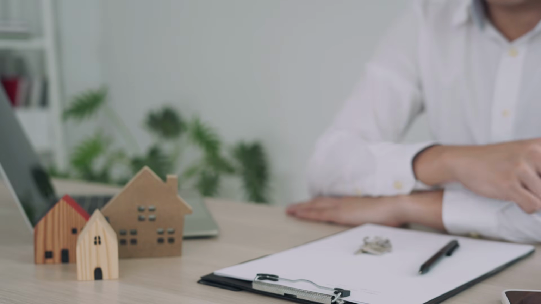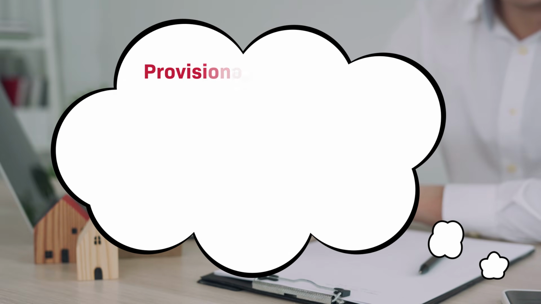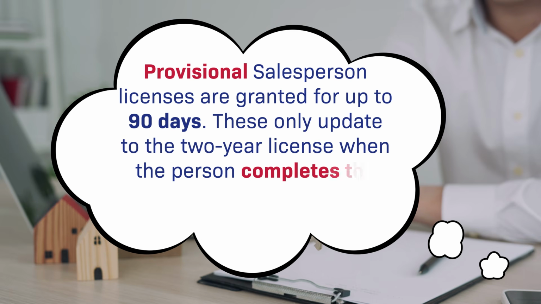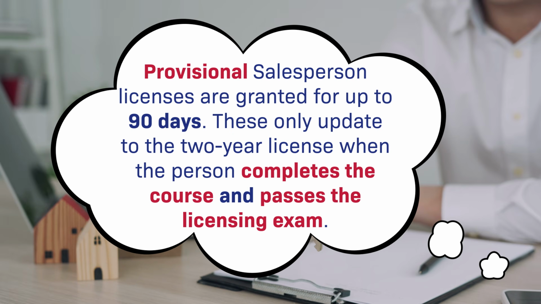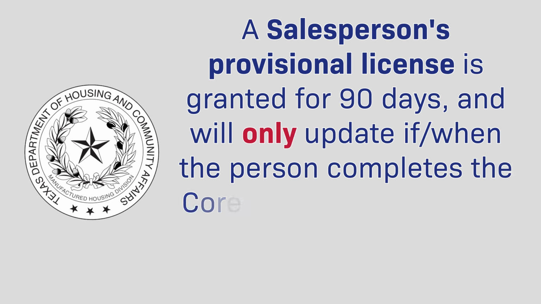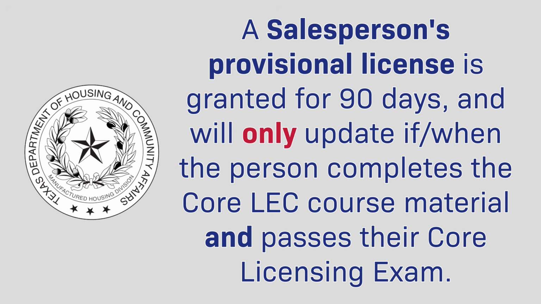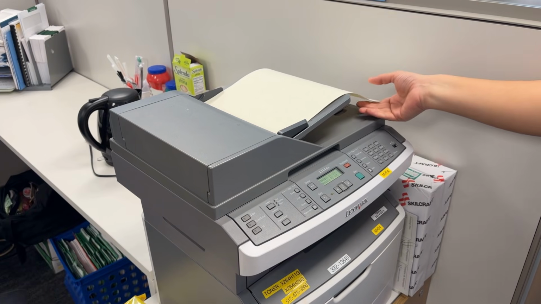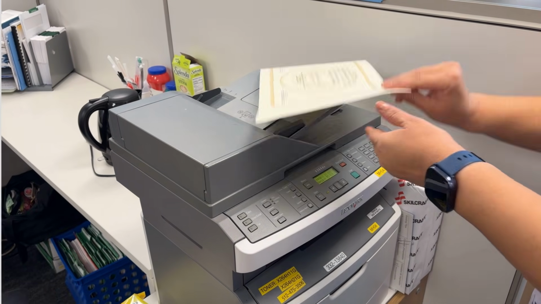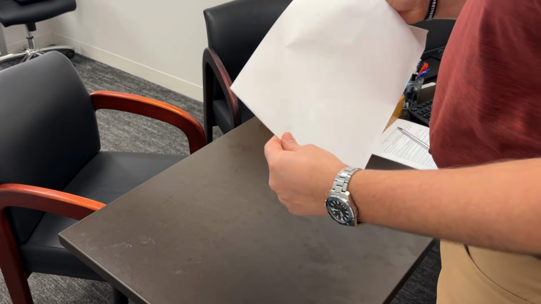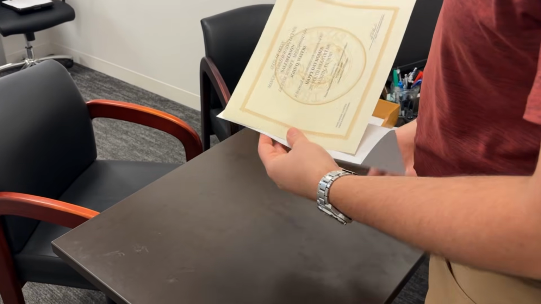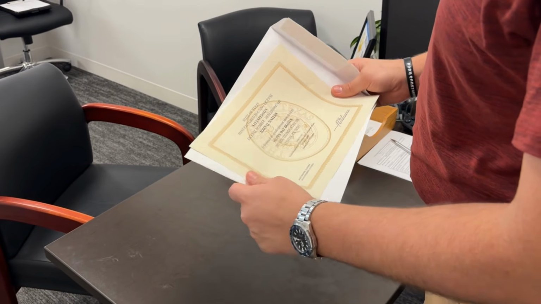According to Texas law, a person may apply for a salesperson's license prior to completing the required education class. This provisional license is granted for no longer than 90 days and will only update to the full 2-year license when the provisional licensee completes the core licensing course and passes the core licensing exam. When the department has processed a passing core licensing exam score, the salesperson's license will be updated automatically to a 2-year license from the original date the license was issued.